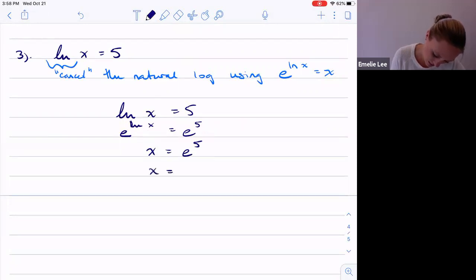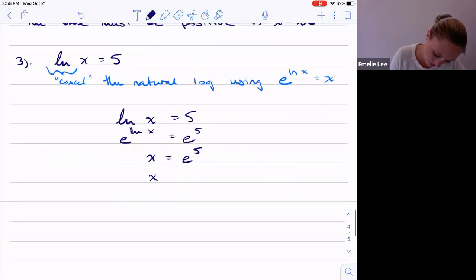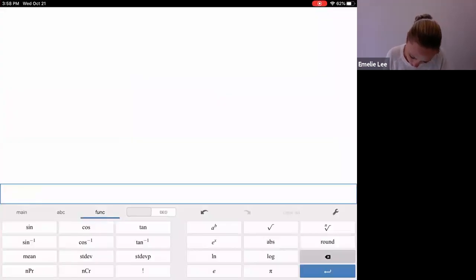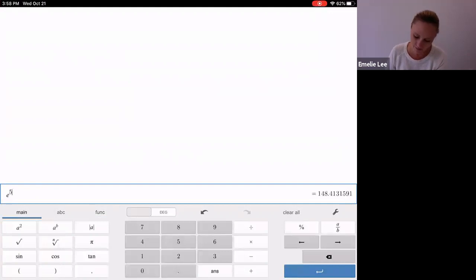So x is approximately, I guess I didn't do an approximate answer for the previous one, but I want the exact answers as often as possible. But let's use the Desmos calculator to do e to the power of 5, because I don't think we've done one yet. Clear all? There is an e to the power of x button. E to the power of 5.